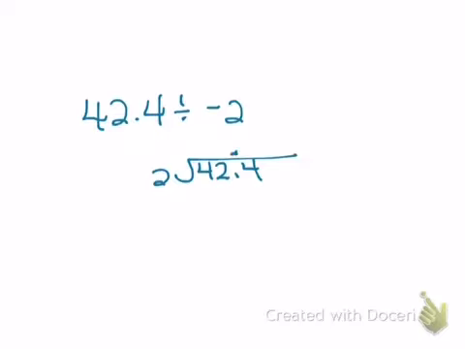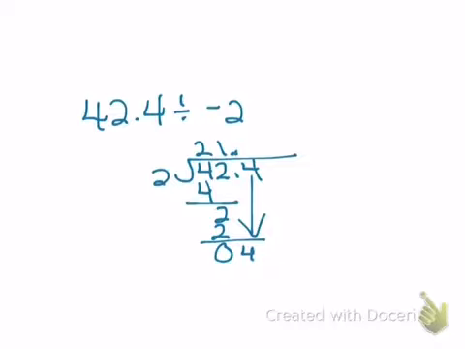2 divides 4 2 times. 2 times 2 is 4, and if you subtract and get 0, you can bring down the 2 beside it. 2 will divide 2 one time, so place it above the 2 in the dividend. 2 times 1 is 2, and when you subtract, you get 0, and you can bring down the last number, which is 4. 2 divides 4 two times.